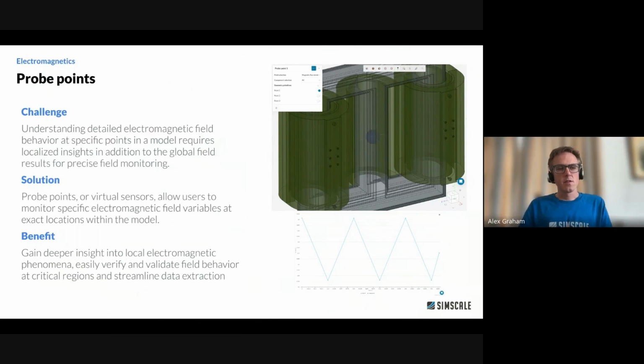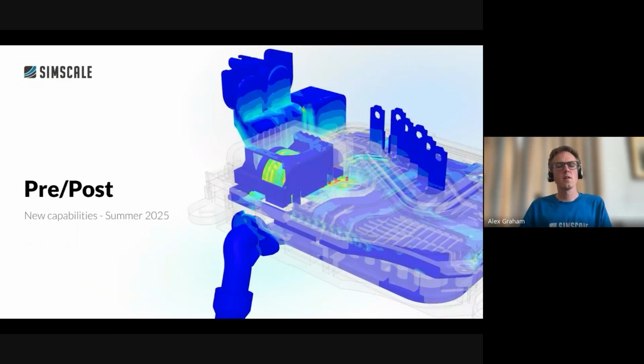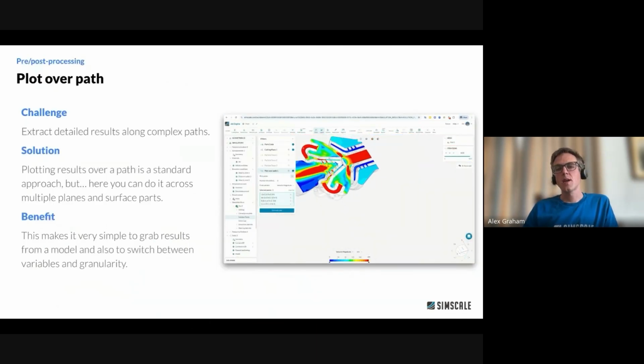Yeah, and let's get on to pre and post. So again, I think there's some nice ones in here. This is all about being able to extract series, well, sort of multiple point probes that you can then plot into a line, so you can see the progression of a variable over a path.